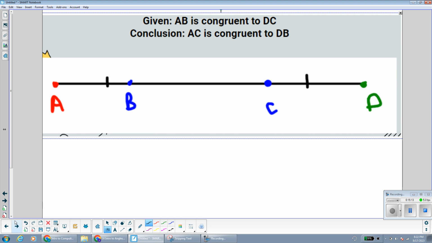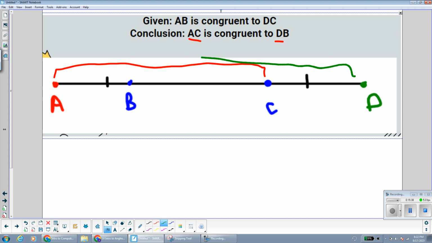Let's look at an example over here. In this situation, we were given that AB is congruent to DC. And we're trying to reach the conclusion that AC is congruent to DB. Here's AC. Notice how AC is longer than AB. Here's DB. Notice how DB is longer than DC. So the information that we're given, the line segments that we're starting with from the givens, are shorter than the ones that we need to end up with.